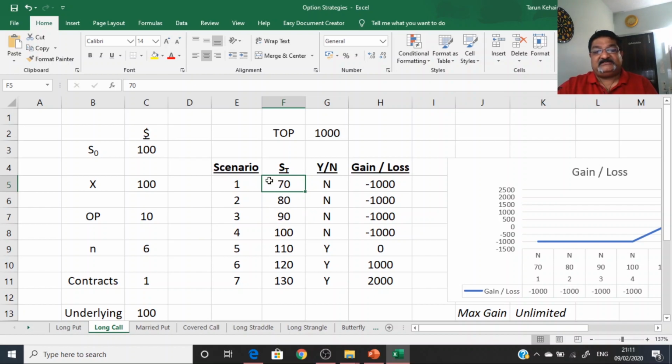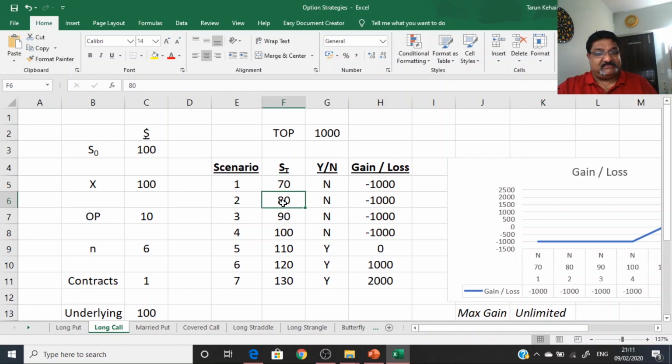So will you exercise it when the stock price at expiration is 70? The answer is no. Why would you spend $100 by exercising the call option to buy a stock when you can buy the stock in the open market at 70? So at 70, you definitely don't exercise the option, but you will still have to pay the option premium of $1,000. So that remains your net gain or loss.